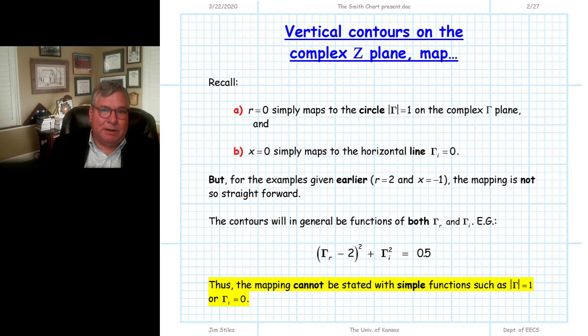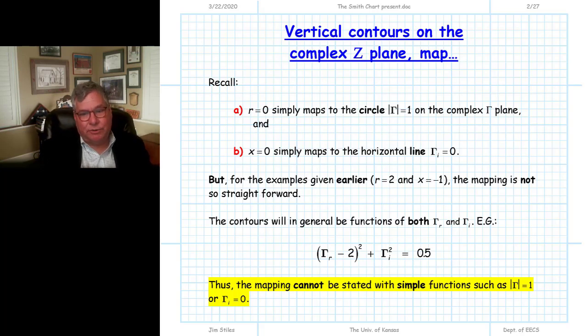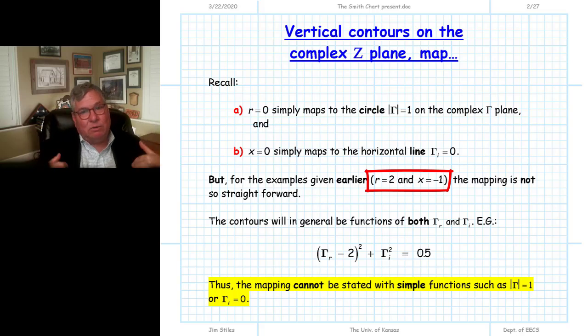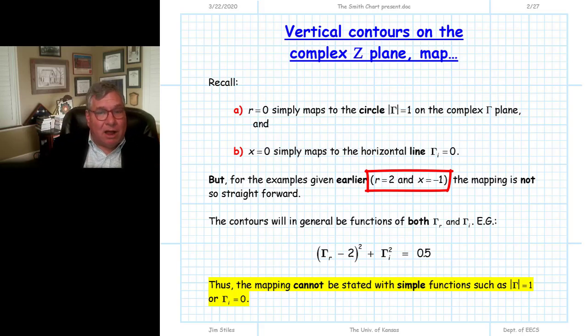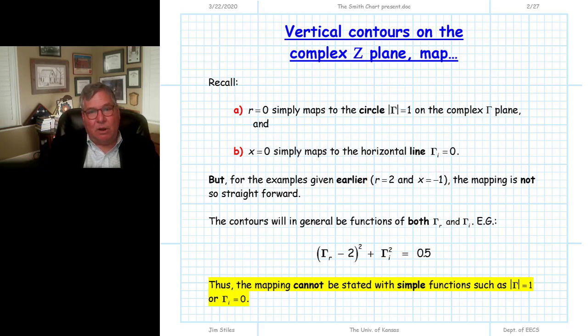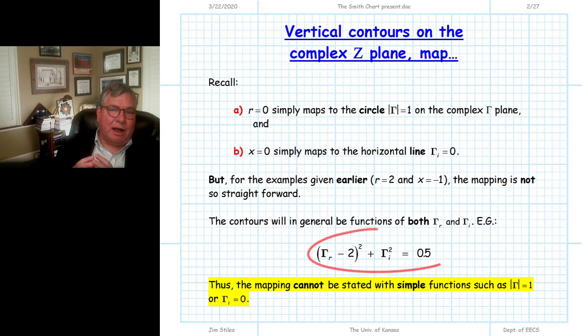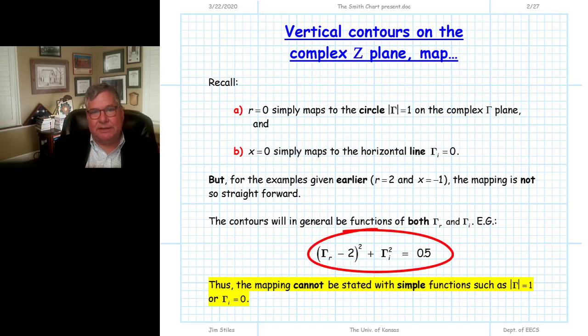But what about these mappings we just got through talking about? R is equal to 2 and X is equal to -1. Unfortunately, they don't map into a contour that is easily described mathematically. It's not like we can say, oh, this contour has a magnitude of 0.3, or this contour maps onto a value of gamma whose imaginary part is equal to -2. Instead, what we find are parametric equations that describe these contours, that describe these mappings.